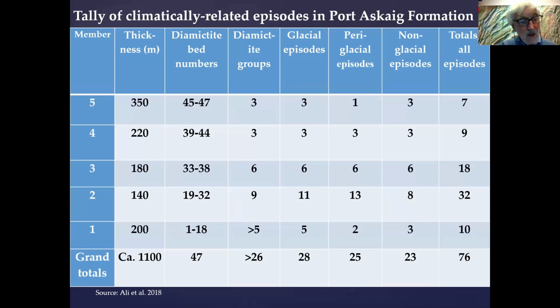Based on the types of distinctive features that I have shown you in the last 7 slides, we can interpret the climatically related episodes in the formation as shown in this table. Here are the 5 members with their thicknesses and the numbered diamectite beds. In the 1,100 meter thickness of the Port Askaig Formation, with its 47 numbered diamectite beds, we currently recognize 28 glacial, 25 periglacial, and 23 non-glacial episodes.